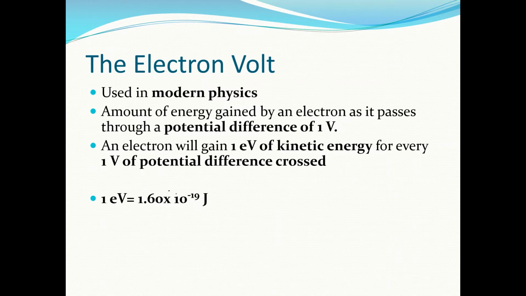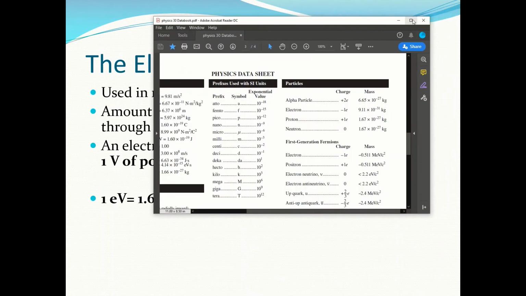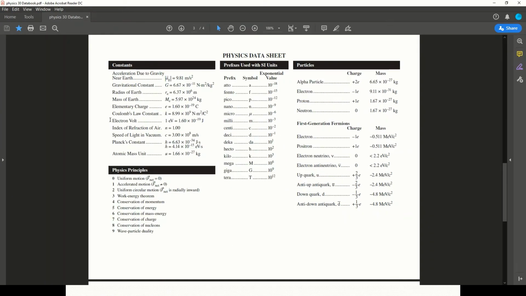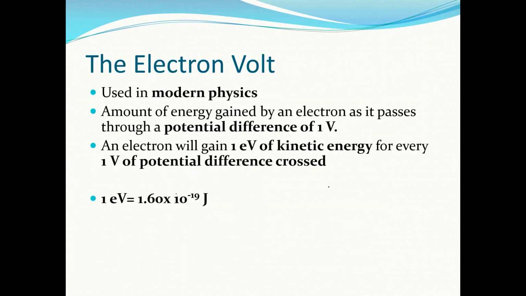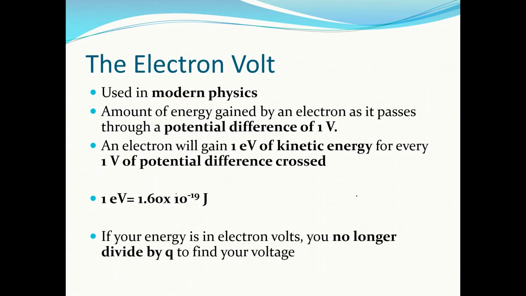Okay. You have this in your data book. In your data book, you have this conversion. An electron volt is equal to 1.6 times 10 to the negative 19 joules. It's just a conversion factor. A little tidbit, which won't make sense now, but when we do a question, it will: if your energy is in electron volts, you don't need to divide by Q to find your voltage. I will explain what that means when we do the next example.